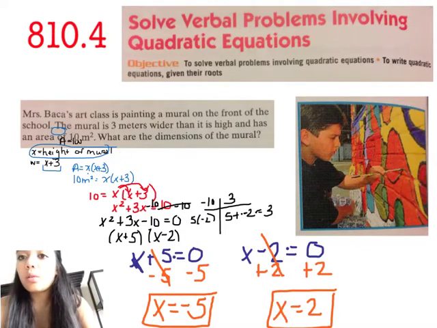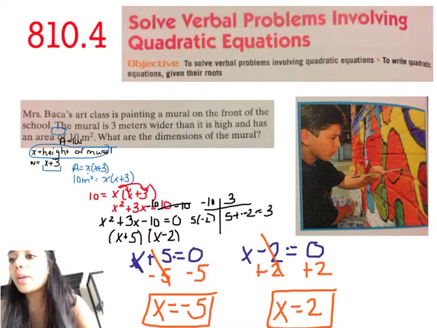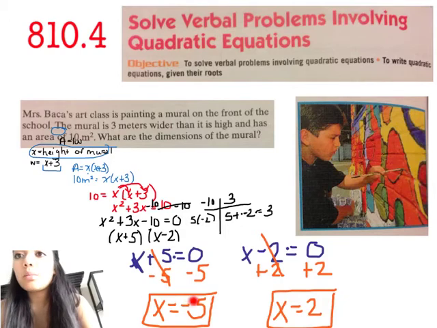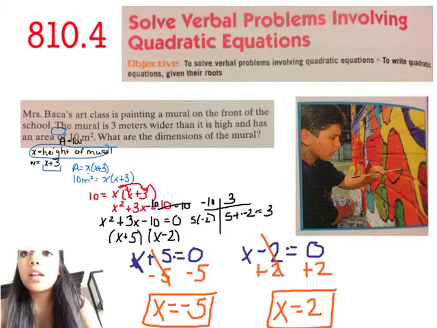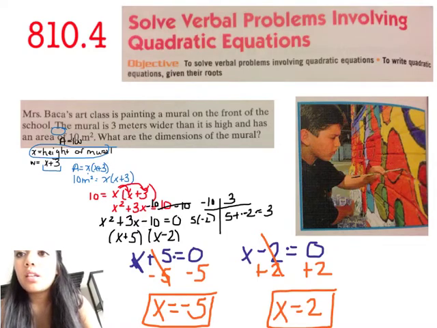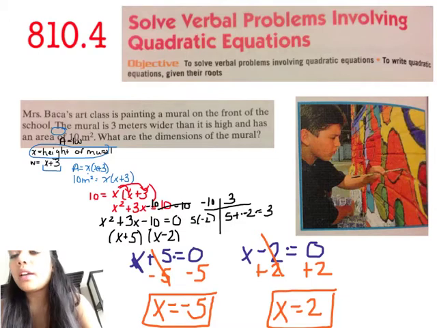Because that's what we wrote all the way up here. And that's what it says, 3 meters wider than it is high. So the width equals 2 plus 3, which is 5. So my dimensions are 2 meters by 5 meters. And I'm going to write it at the top. I know I don't like when y'all do this on y'all's papers, but 2 meters by 5 meters.